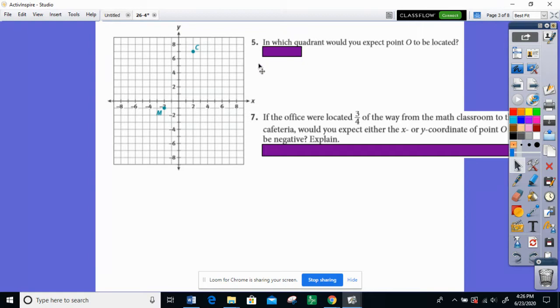Okay, in which quadrant would we expect point O to be located? Well, let's see. We found that O was going to be at -1, 1. So that is quadrant 2.